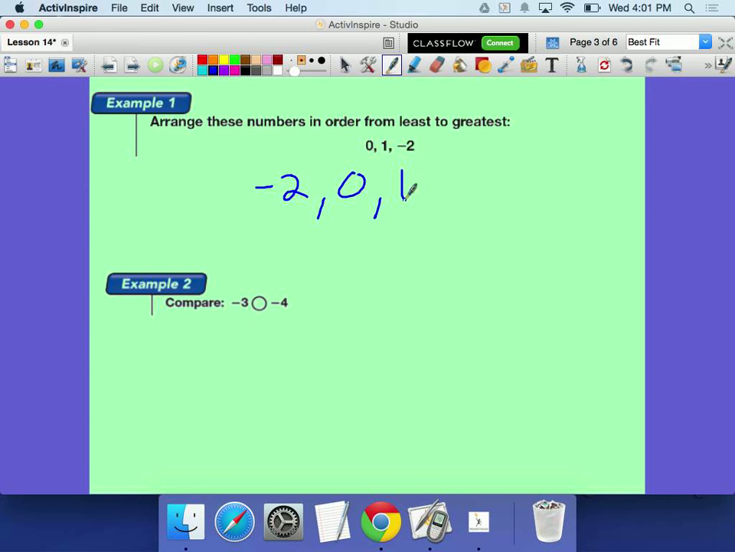Okay? So if I have negative 3, negative 4, negative 3 is going to be bigger than negative 4. Okay? Because it's closest to 0. And negative 3, negative 4, just remember, it's opposite of how we look at positive numbers. The smaller the number, the bigger it is.